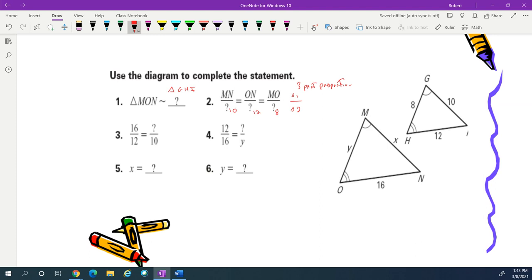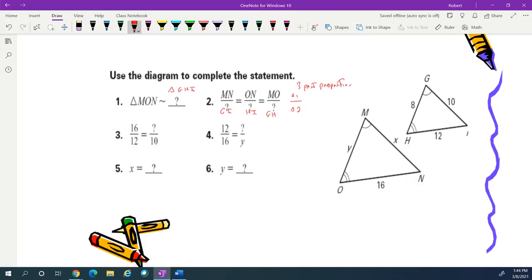Now, we're going to name those in this question. Since they gave us the names, we're going to fill it in with names. So rather than those numbers, we're going to use those numbers to solve problems. But since they gave us names, we're going to fill it in with names. So MN, we want to fill it in with GI. ON with HI. And MO with GH.